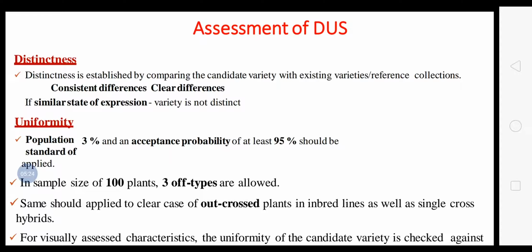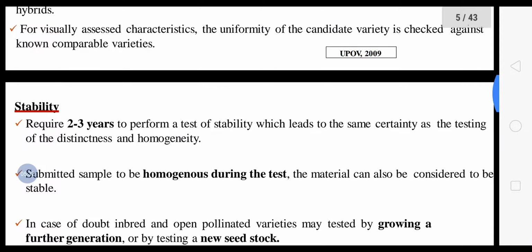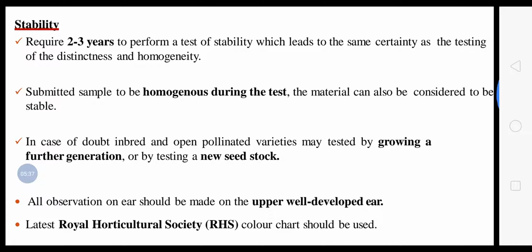For visually assessed characters, uniformity of the candidate variety is checked against known comparable varieties. The fourth and last character is stability, which requires 2 to 3 years to perform a test of stability, which leads to the same certainty as the testing of distinctness and homogeneity.